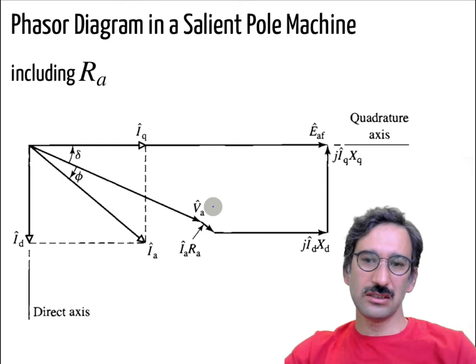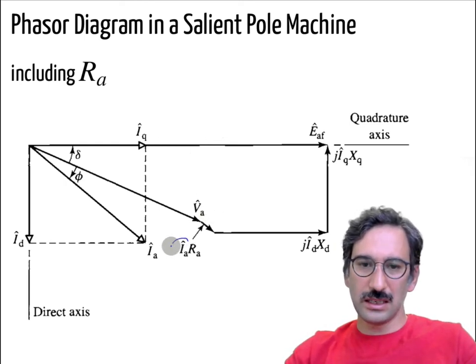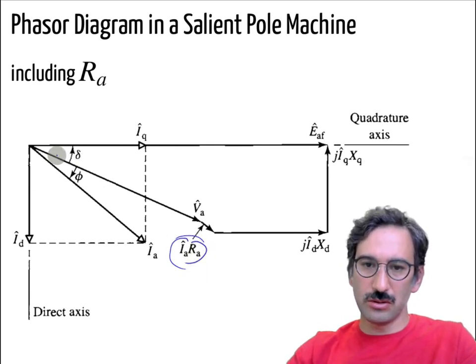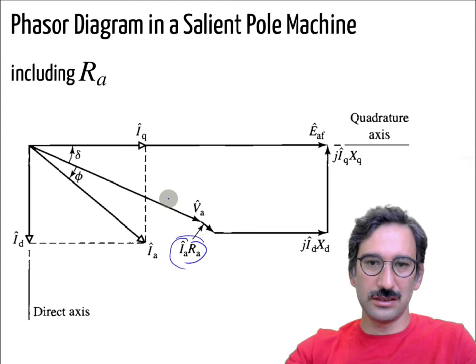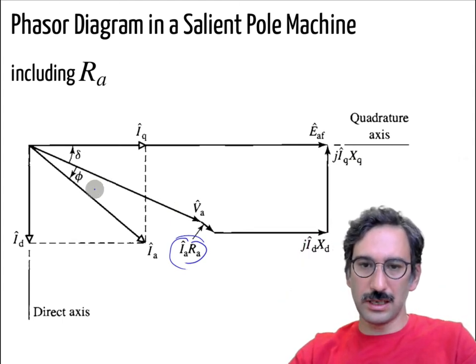Again, this is the same thing. What happens with the resistance? So here we have the resistance component. Here again, it is drawn as if EF was the zero angle component, but it doesn't really matter. You can rotate everything slightly in the counterclockwise direction. So we have VA, with some slight lagging power factor, and IA is again divided into two components.